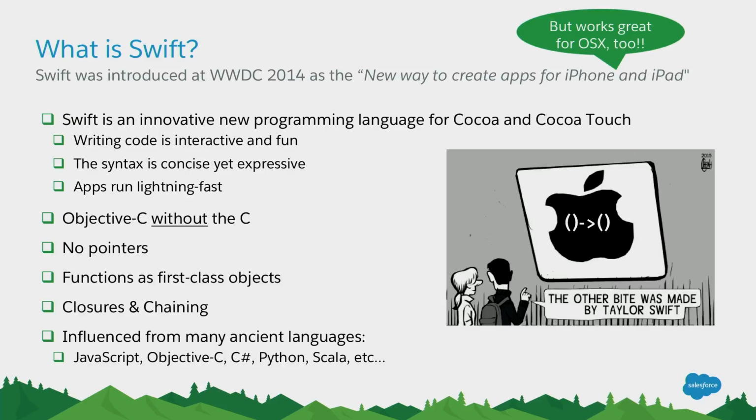We have functions as first-class objects, we have closures, we have chaining, we have a very easy and expressive syntax, and what is really important, the apps run lightning fast. This is not like programming in Java where you have the virtual machine and you have all these performance issues. The code is actually running really fast. Initially, it was meant for programming on iPad and iPhones, but you can also use it on OS X. And if you like running it on a server, for example, you can run it on Heroku. There's also an open source variant of Swift available. So Apple made it available to the open source community so that everybody can use Swift to write awesome code.